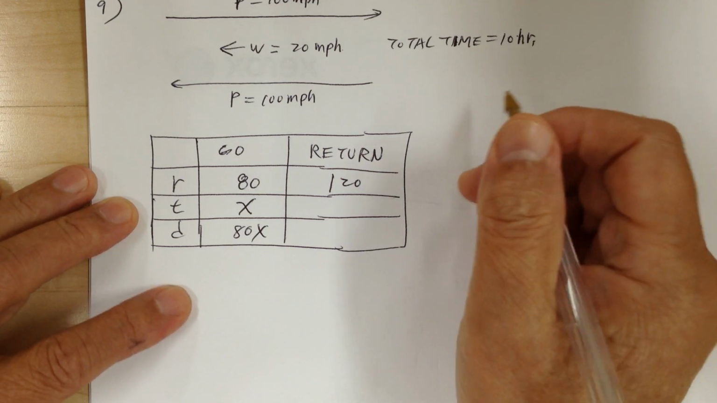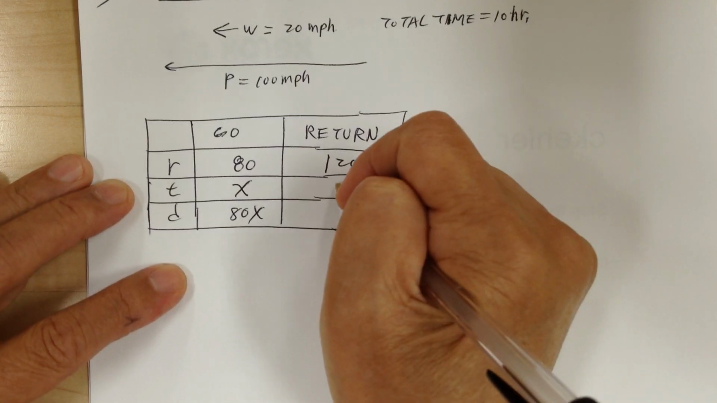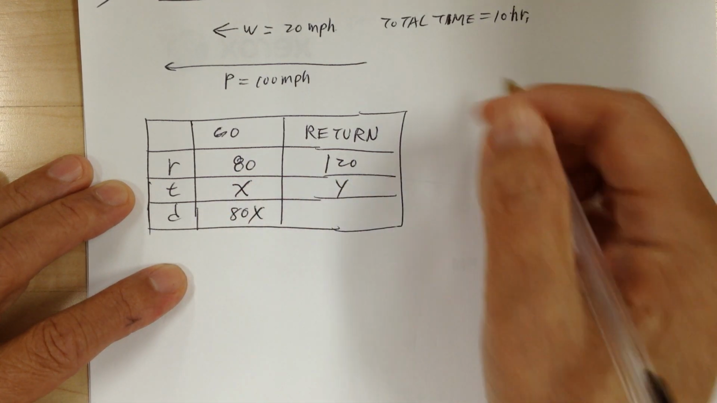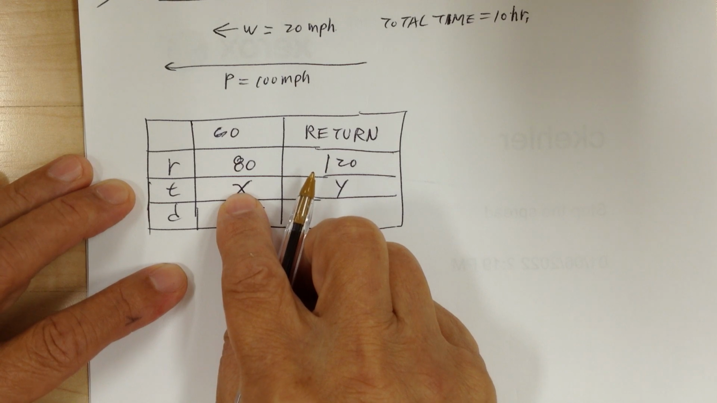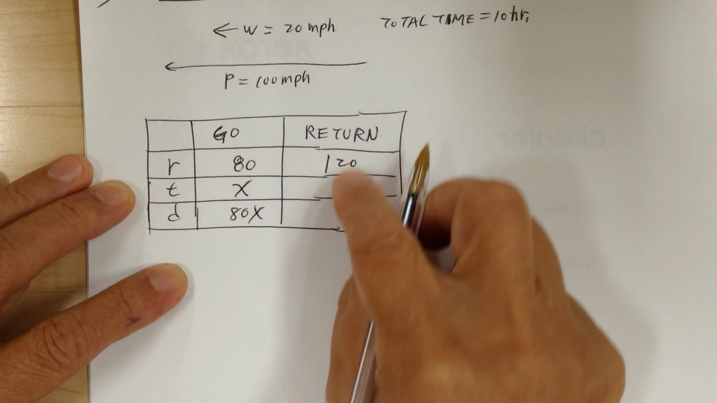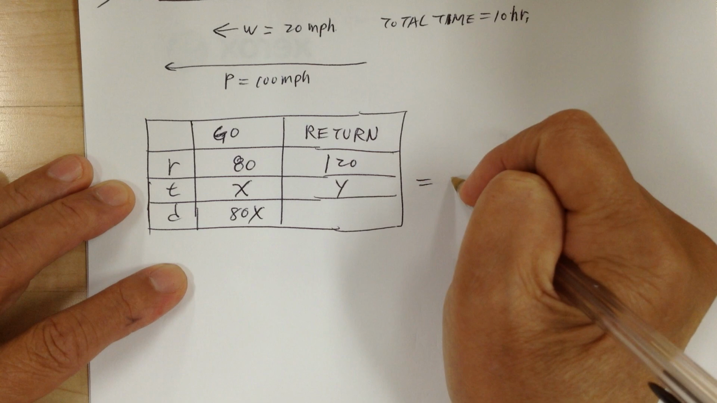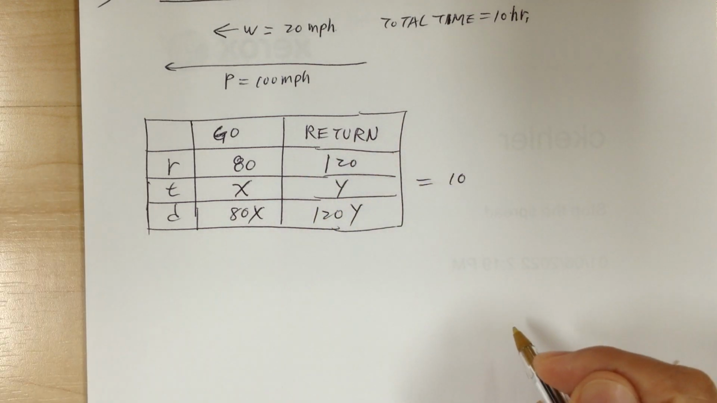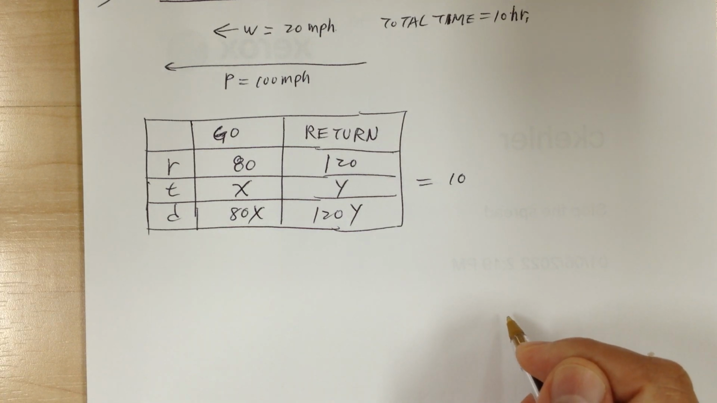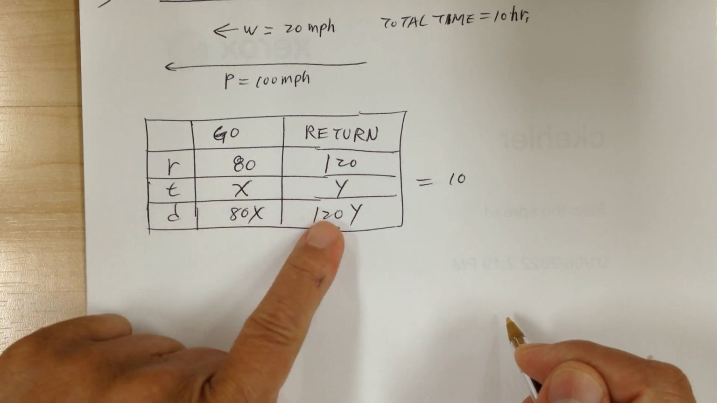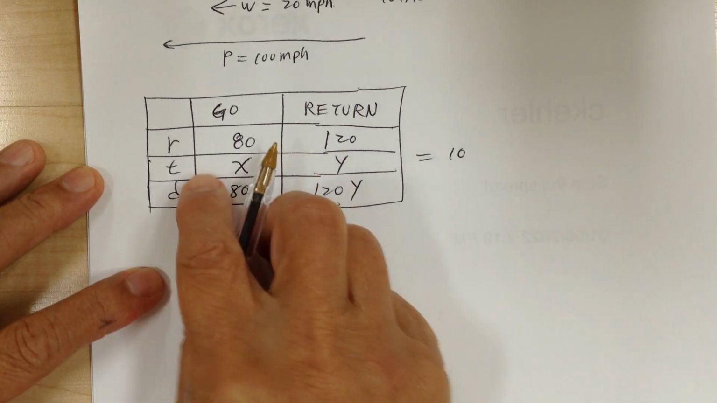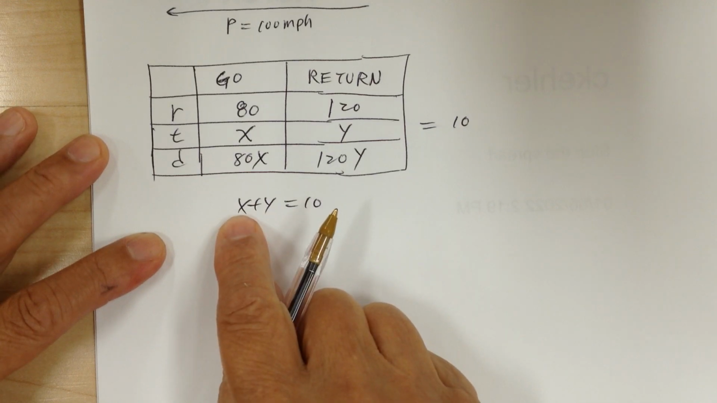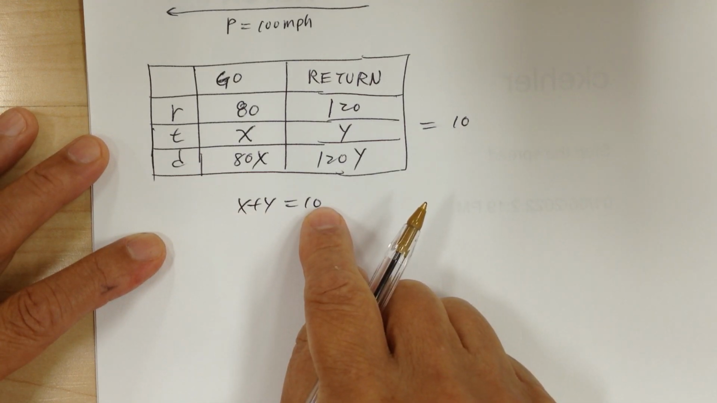And the time, you don't know, it doesn't tell you. You have to use a different variable, because if you put x, it means they are the same amount of time, which is not correct. So this is the time for going, and this is the time for coming back, and it's equal to a total of 10 hours for the trip. Because there are two variables, you need two equations. The first equation is x plus y equals 10. This is the time going, the time coming back, and the total trip is 10 hours.